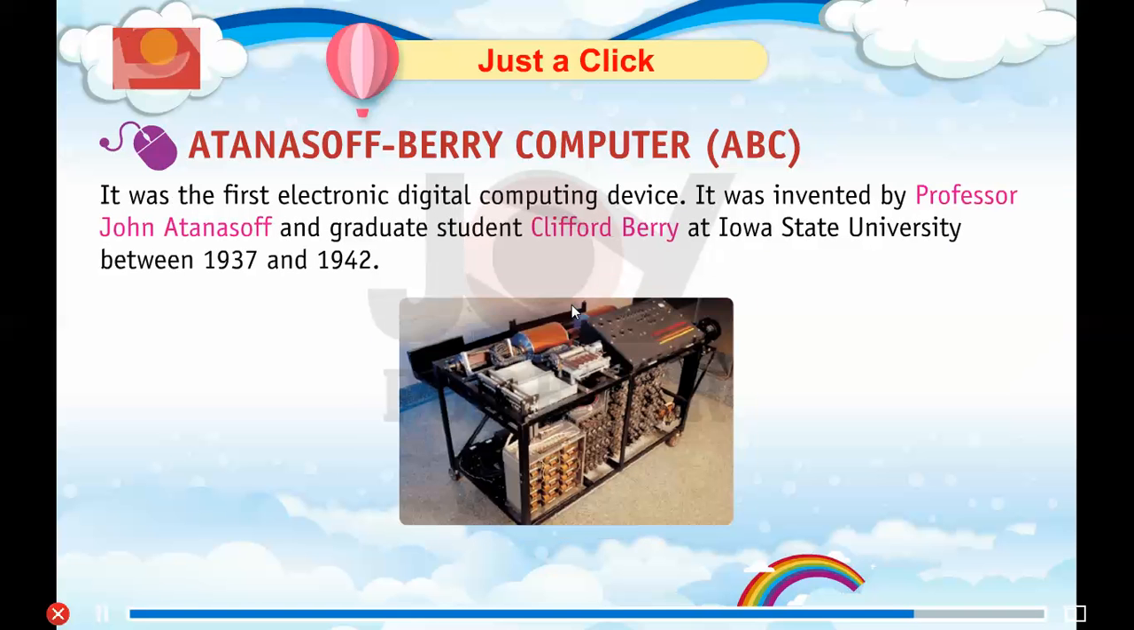Atanasoff-Berry computer, ABC. It was the first electronic digital computing device. It was invented by Professor John Atanasoff and graduate student Clifford Berry at Iowa State University between 1937 and 1942.